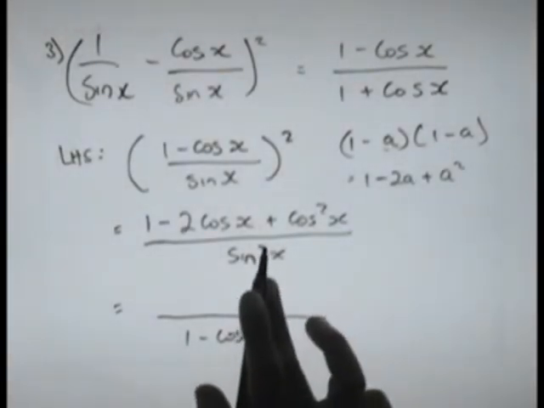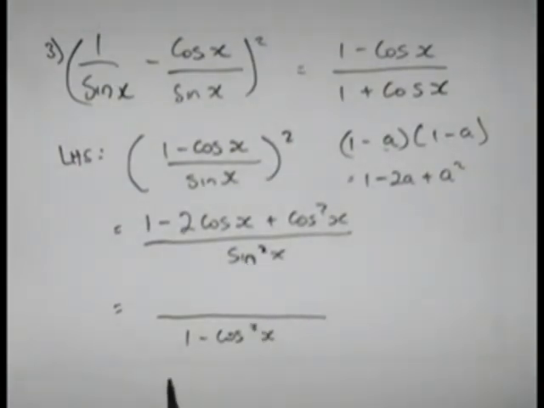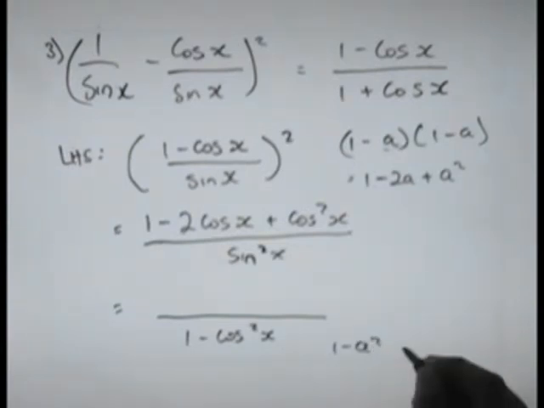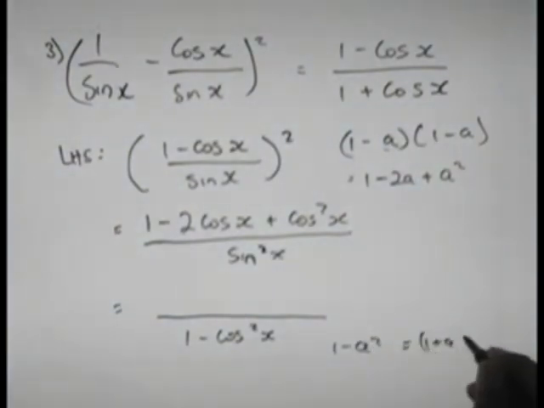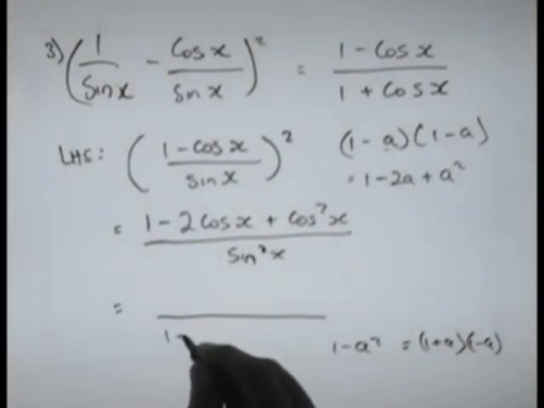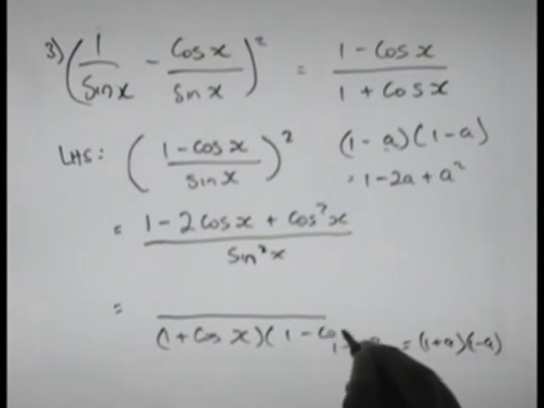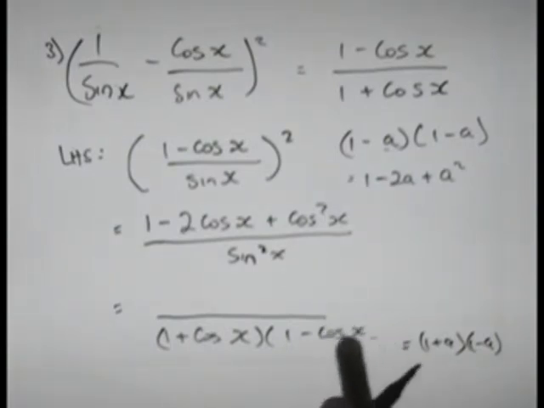The numerator, actually look at this. 1 minus cos squared x, isn't that the difference of two squares? 1 minus a squared is equal to 1 plus a times 1 minus a. So 1 minus cos squared x can become 1 plus cos x multiplied by 1 minus cos x.